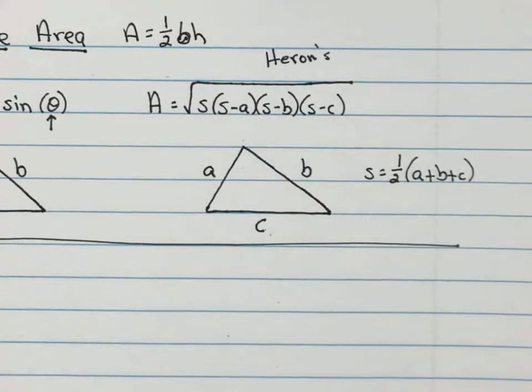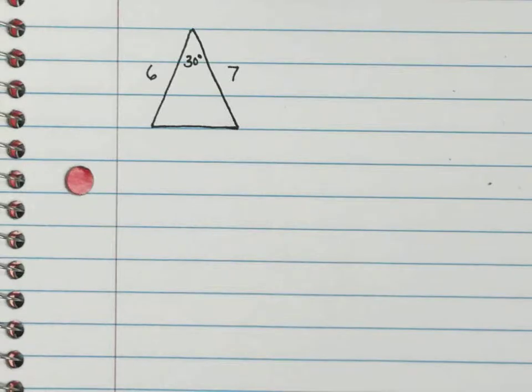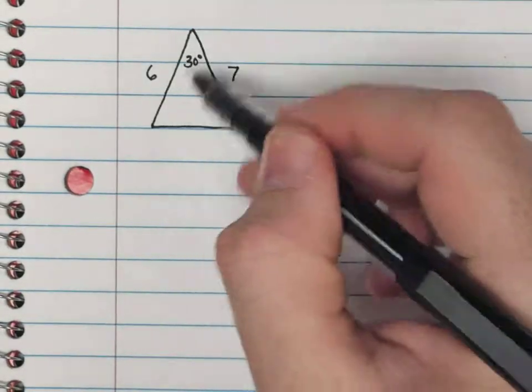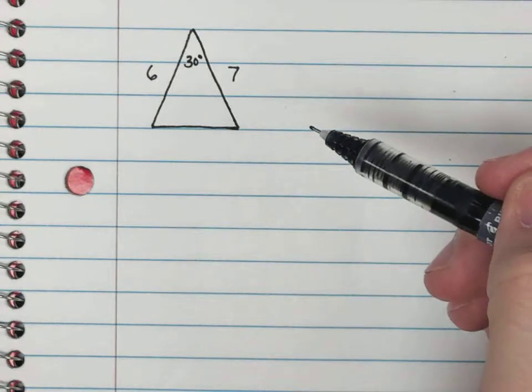And I'm going to work you a problem for each of these just to show you how the formulas work. First problem, if I ask you to find the area of this, you've got a triangle with a 30-degree angle and leg lengths of 6 and 7.